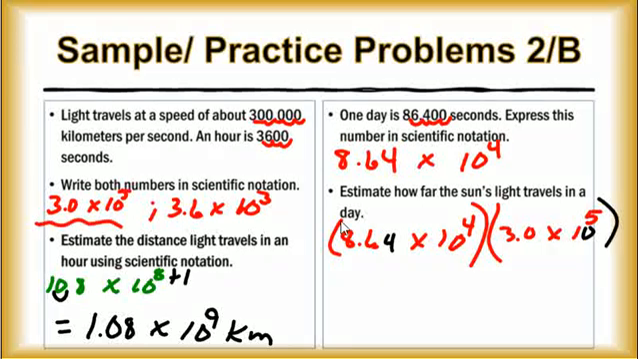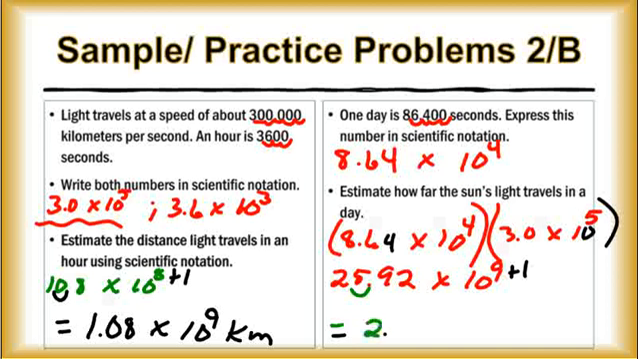So that gives us 25.92 times 10 to the 9th. But I need to have it in scientific notation, so I move it 1 to the left. Gained a decimal point, so the answer would be 2.592 times 10 to the 10th.